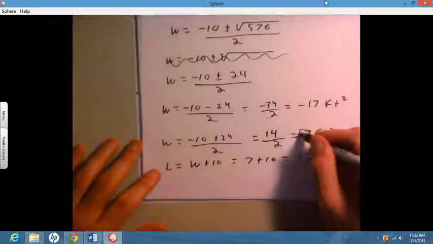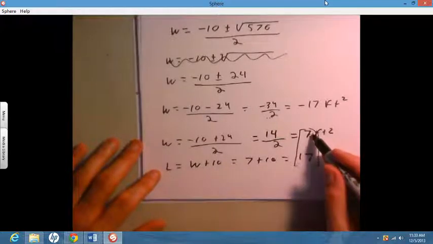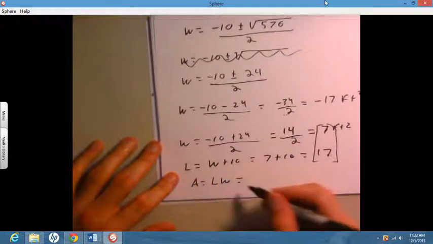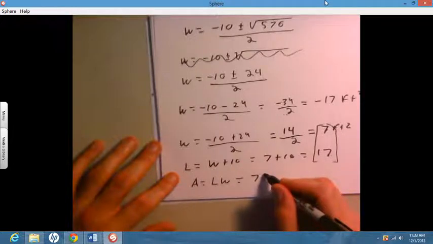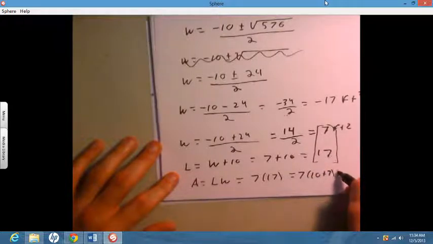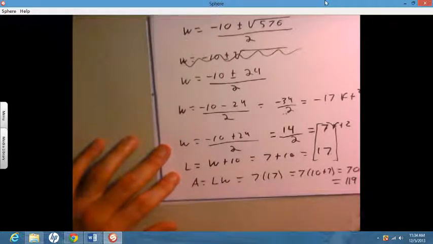So I need to check my answer to make sure. I have my width as 7 and my length as 17. I'm going to check that area is equal to length times width, which is 7 times 17, which is 7 times 10 plus 7 times 7, so 70 plus 49. And 70 plus 30 is 100, plus 19, so this is equal to 119 feet squared, which is what I wanted, and that's my answer.